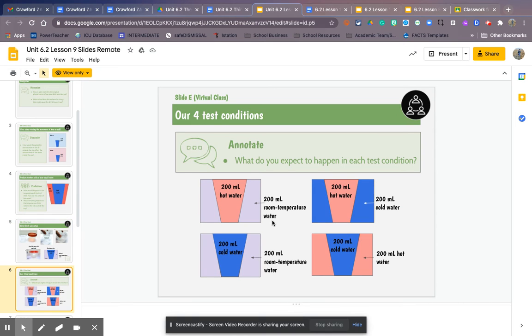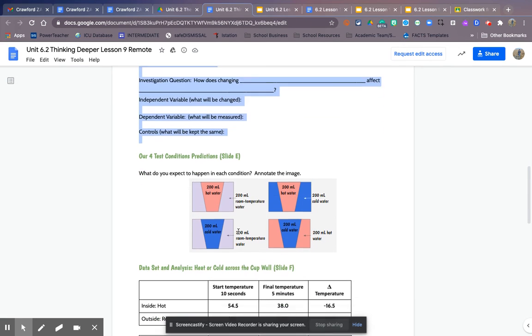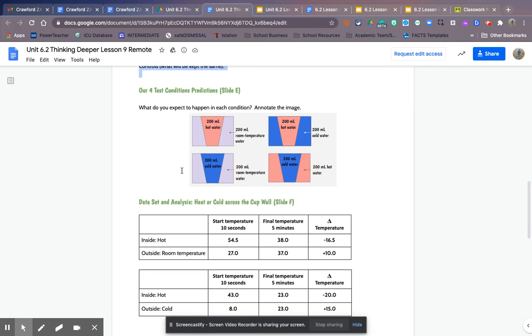So these are our test conditions. We had four different situations here. We have hot water inside of room temperature, hot water inside of cold, cold in room temperature, and cold water sitting in hot water. So if you have these different conditions, what would you expect to happen in each condition?